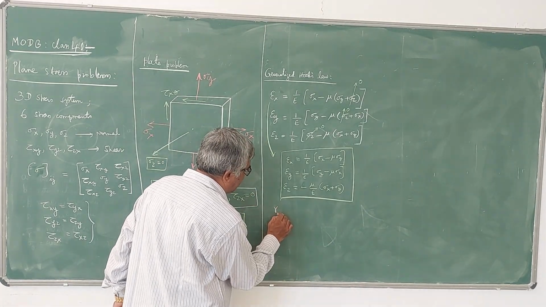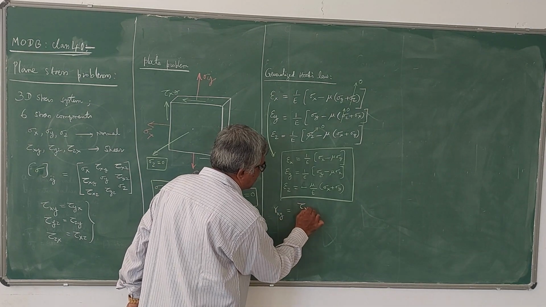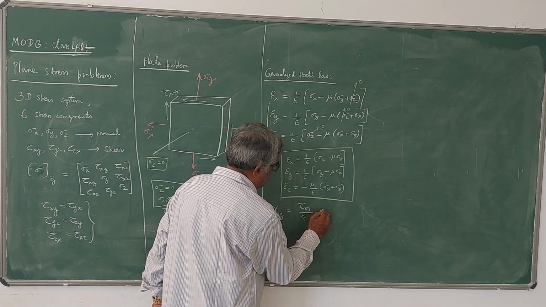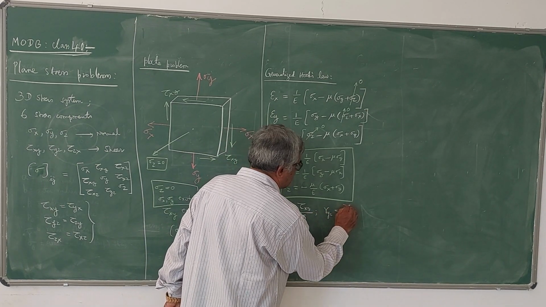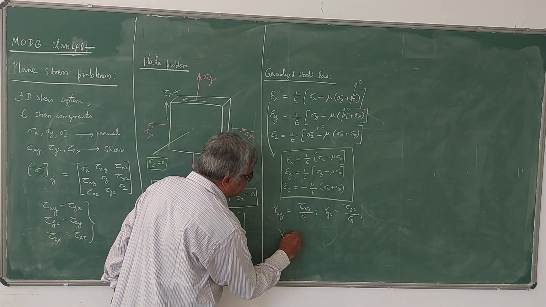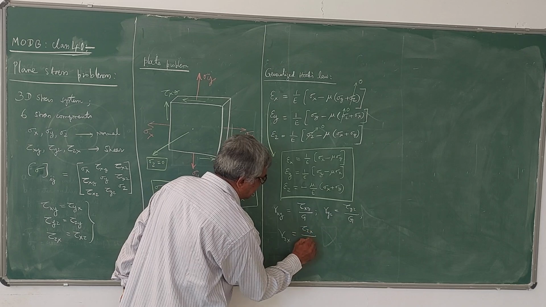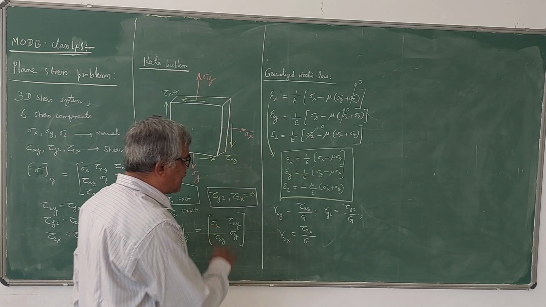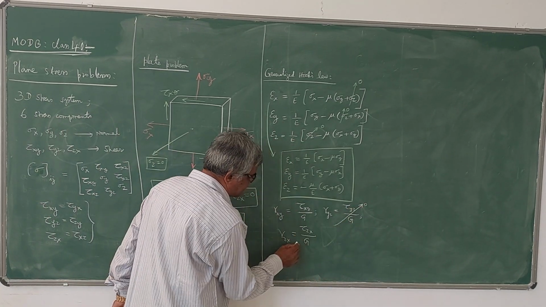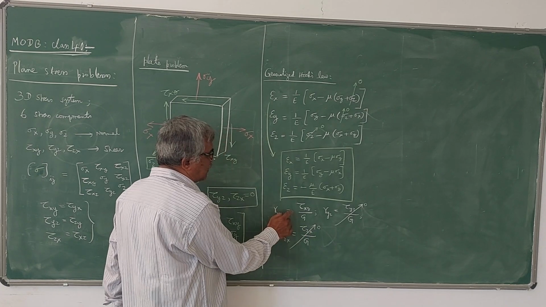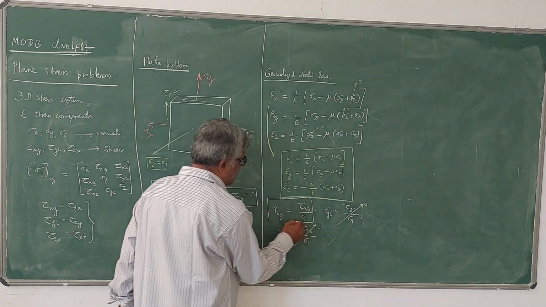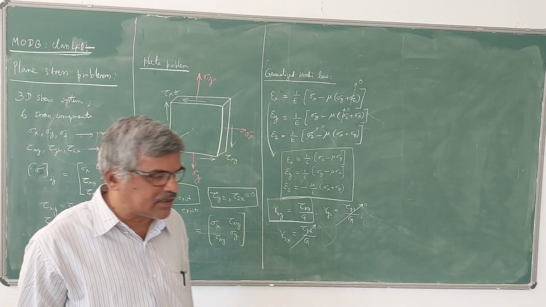So gamma xy is tau xy by G, where G is the modulus of rigidity. Similarly, gamma yz is tau yz by G, and gamma zx is tau zx by G. In this case, these two will be zeros. So this will be 0 in the plane stress case. This also will be 0. Only this will be non-zero. So gamma xy is equal to tau xy by G. That is the shear strain equation.